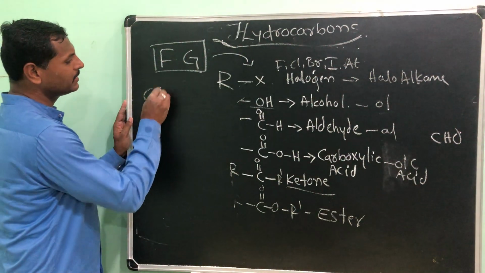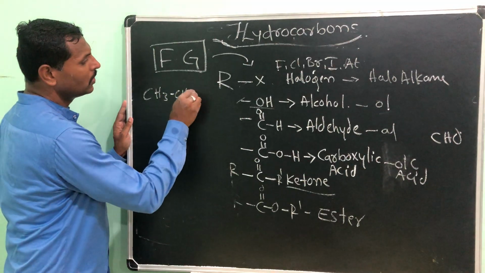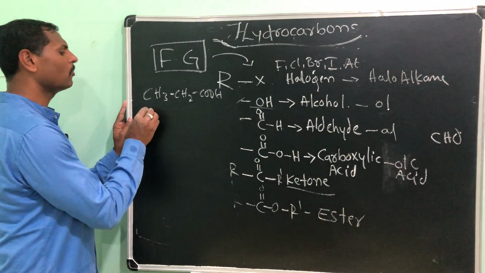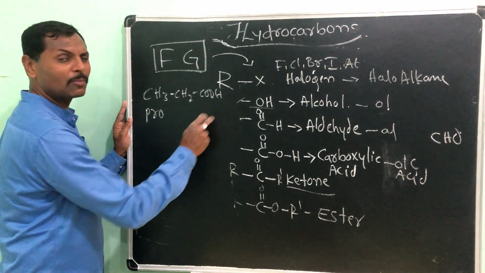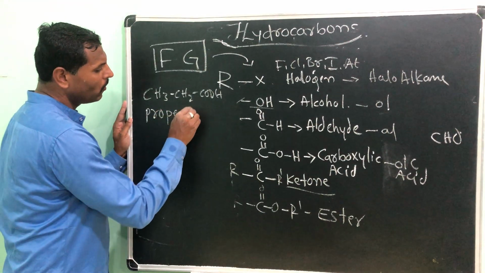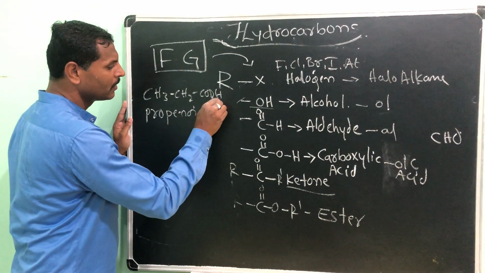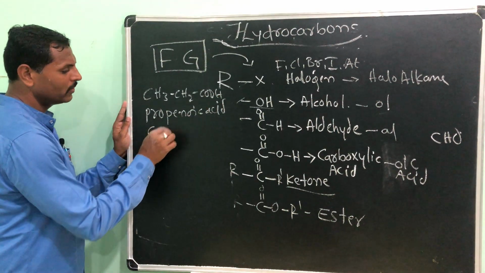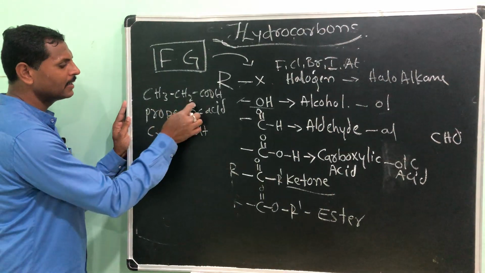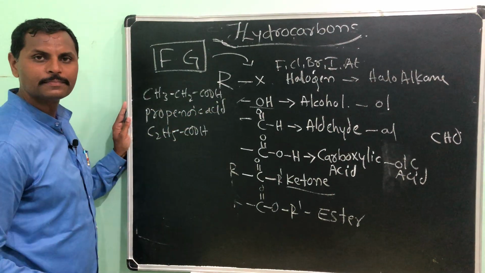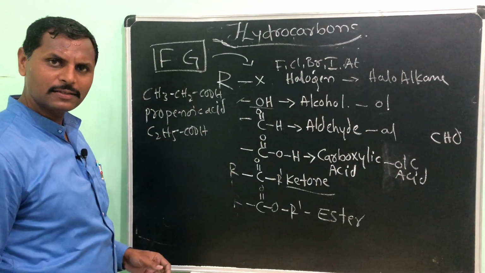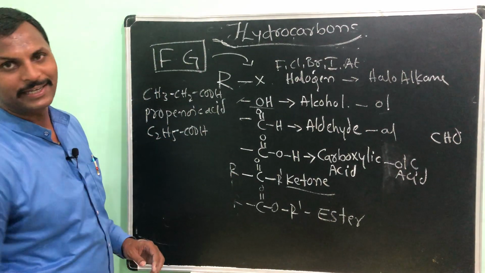You can take CH3, CH2, COOH. What is this? 1, 2, 3 are there? Yes. Propanoic acid, simply write. This is the carboxylic acid group. Propanoic acid, C2H5COOH. Simply split it, write the structural formula, that's it. That is about the carboxylic acid.